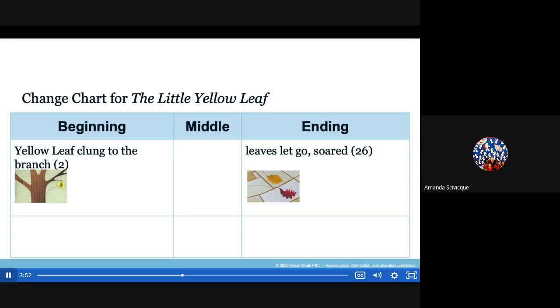I want you to think back to the beginning of the story and also to use the chart to help you think about the beginning of the story. What did little yellow leaf look like at the beginning of the story? Now pretend what he looks like at the end of the story. How were little yellow leaf's actions different from the beginning to the end of the story?